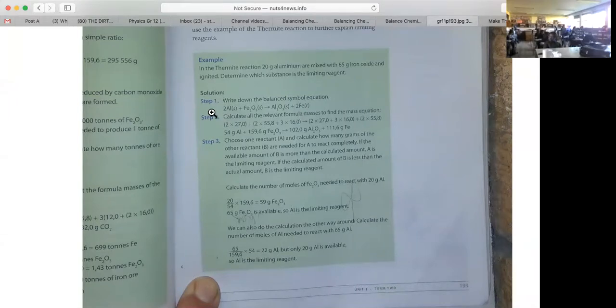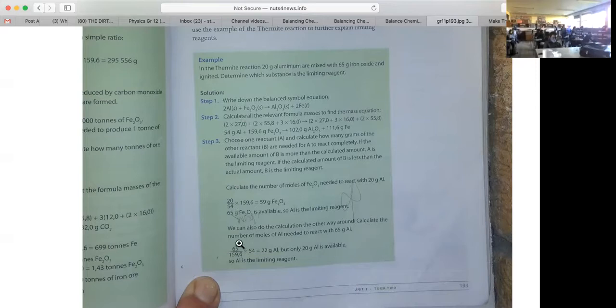I think everyone here would be able to balance the equation. And then you've got to calculate the relative formula mass, the same way as we did here, for each of these, right? And then you've got to do, for the 20 grams of aluminium or the 65 grams of iron oxide, exactly what I did here. So when you've got your actual numbers, then you use the same kind of cross-multiply method. You're going to do it either for the 20 grams or for the 65. And then you're going to find out which one is the limiting reagent.